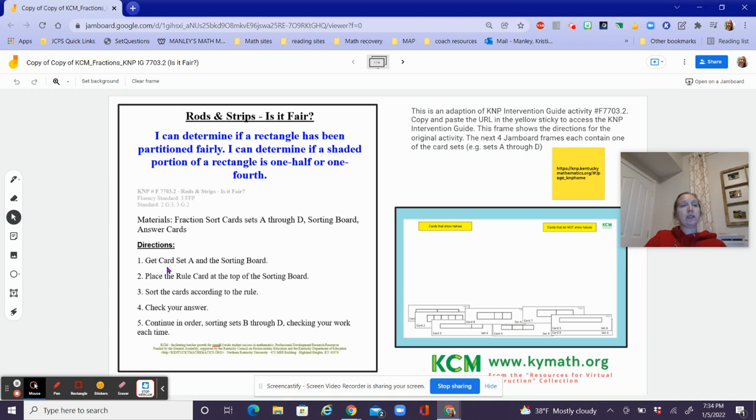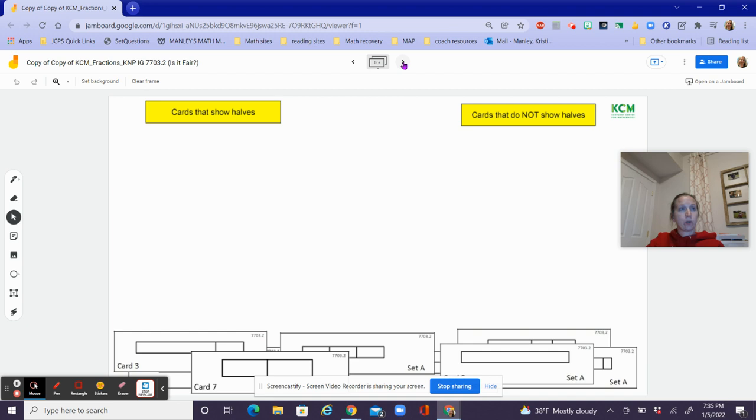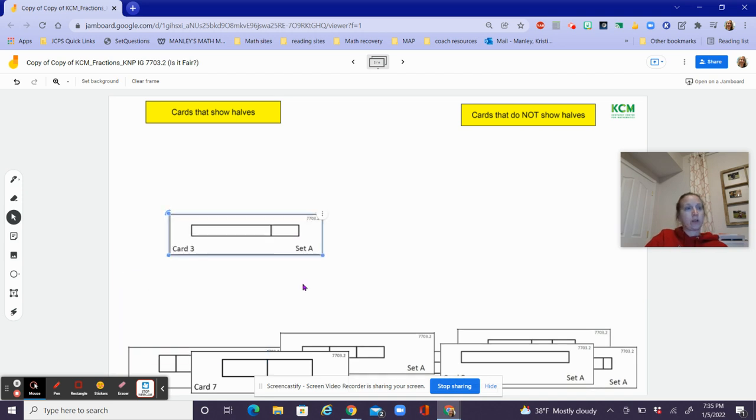So there would be different sets of cards, A through D. There'll be a rule card that tells you how to sort your cards. And then, of course, you would sort them and then you can check your answers. So on your first one, it says cards that show halves and cards that do not show halves. Your cards are at the bottom here, and I'm just going to pick two random cards.